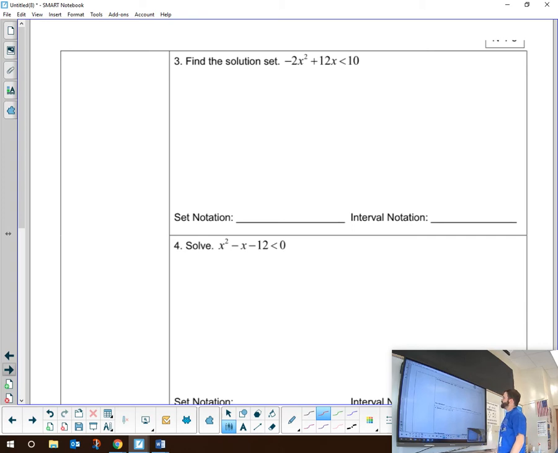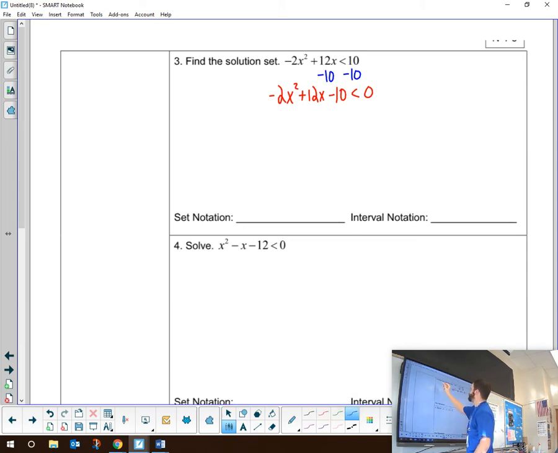So number 3, we have negative 2x squared plus 12x is less than 10. So first step, get everything to one side. I'm going to minus 10 to this side, minus 10 to this side, and I'm going to get negative 2x squared plus 12x minus 10 is less than 0. Okay, then I'm going to go through and factor.